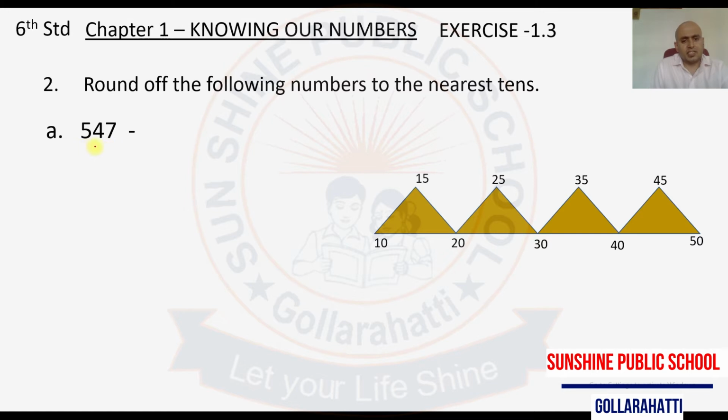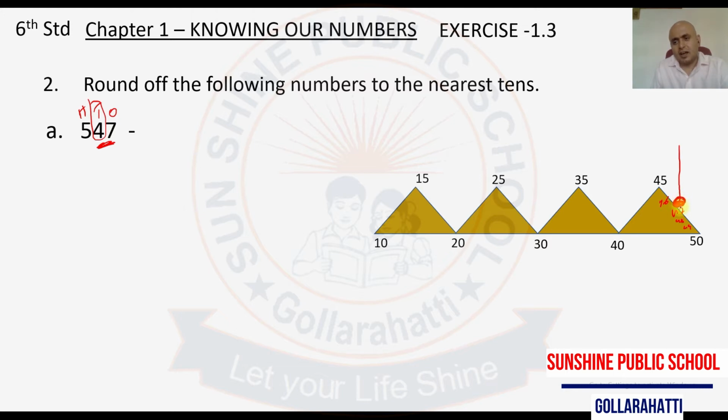Let us see. Here we have a mountain. At the bottom we have 10, 20, 30, 40, 50, and at the top we have 15, 25, 35, 45. Here we have to round it to the nearest tens number. This is ones, this is tens, this is hundreds. So the number is 47. If I drop a ball on 47, among 45, 46, 47, 48, 49, it does not stay here.